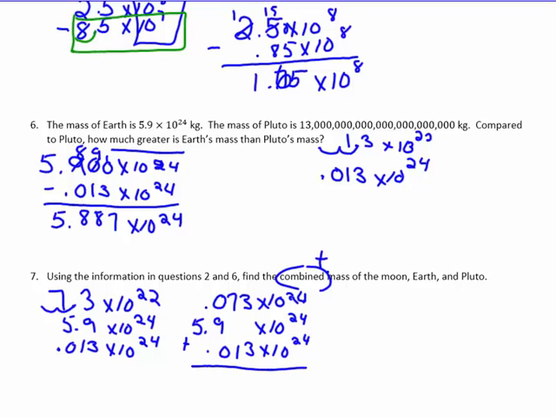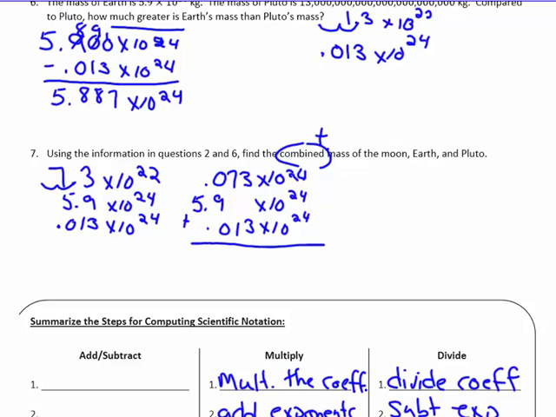And if you want to use your calculator to do the adding part here, that's fine. Fill in some zeros if that makes you feel better. 3 plus 3 is 6, 7 plus 1 is 8, 9. So 5.986 times 10 to the 24th power.